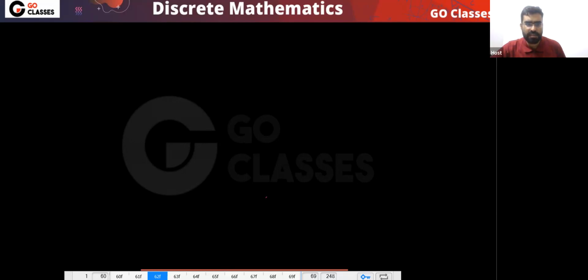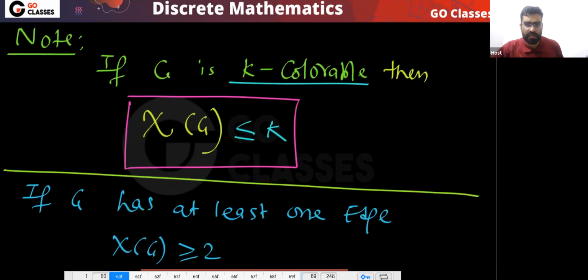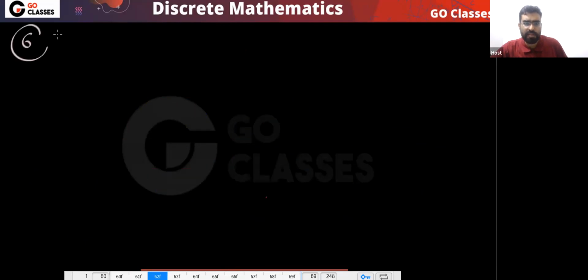Okay, so let's see the next category of the graph. What is the next category? How many categories have we seen? 5 categories we have seen. Let's see the complete bipartite graph. The sixth category, the complete bipartite graph, KMN. What can you say about KMN? Where m is greater than or equal to 1 and n is greater than or equal to 1.